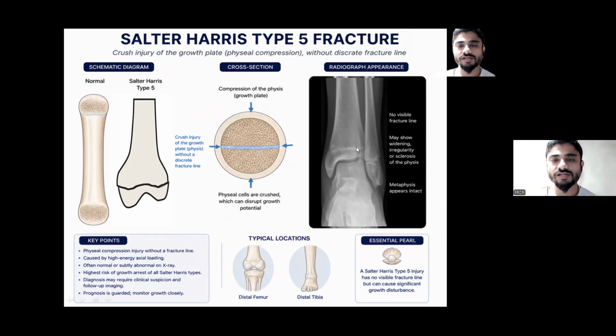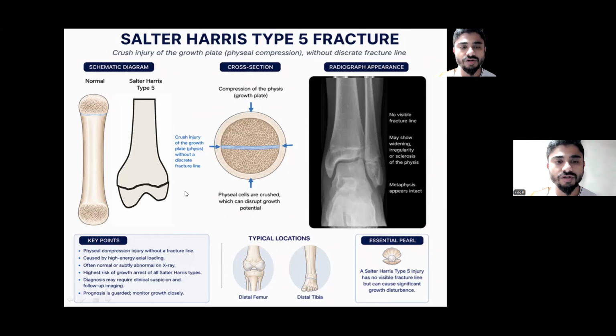Usually in most of the cases the fracture line is not seen. You will only see a reduction in the height of the growth plate and associated soft tissue injury. This is how you are going to identify Salter-Harris type 5 fractures. So this is a physeal compression injury without any fracture line, caused by high energy axial loading. Usually on the radiograph it is difficult to pick up a Salter-Harris type 5 fracture.